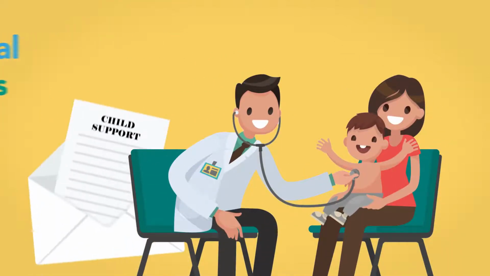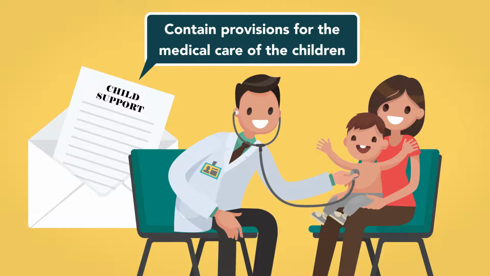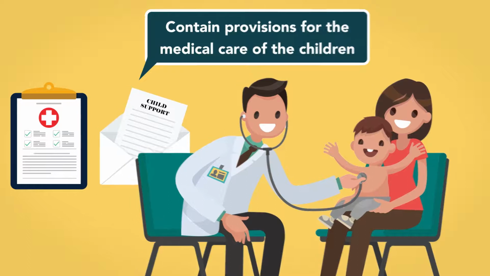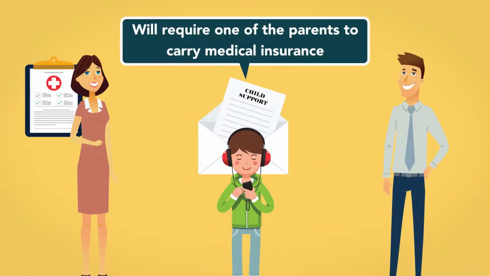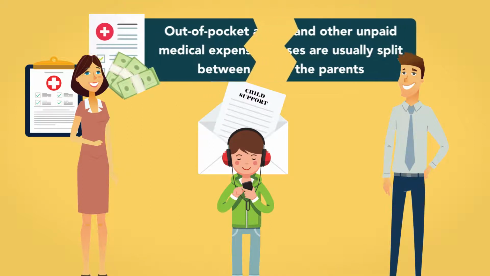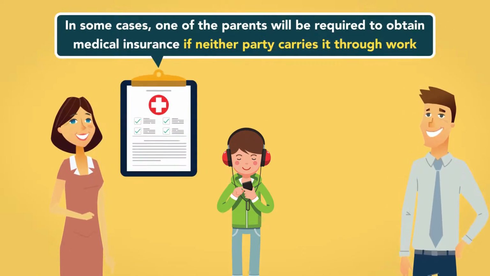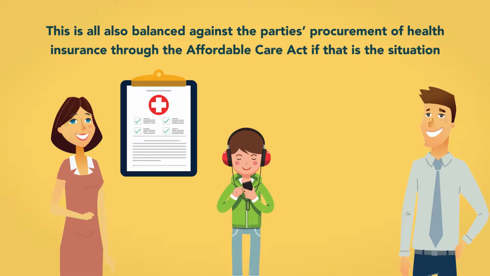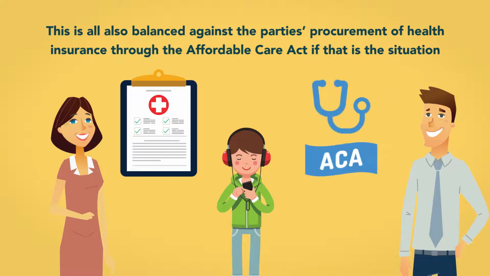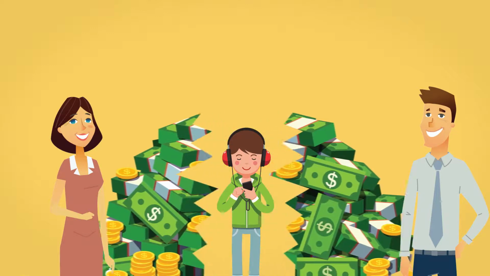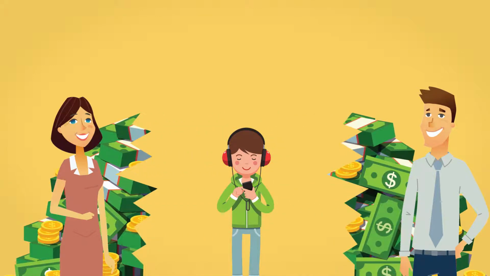Medical needs. All child support orders contain provisions for the medical care of the children. Many states require a separate health insurance affidavit. The typical order will require one of the parents to carry medical insurance. Out-of-pocket and other unpaid medical expenses are usually split between the parents. In some cases, one of the parents will be required to obtain medical insurance if neither party carries it through work. This is all also balanced against the party's procurement of health insurance through the Affordable Care Act, if that is the situation. Extraordinary medical expenses can be split between the parties based on ability to pay.